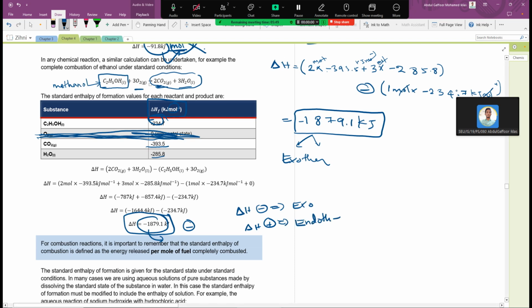So endothermic means from the environment, the energy is absorbed, right? But here during this process, when we burn the organic material, then energy will be released to the environment, right? And here for combustion reaction, it is important to remember that the standard enthalpy of combustion is defined as the energy released per mole of fuel completely combusted.